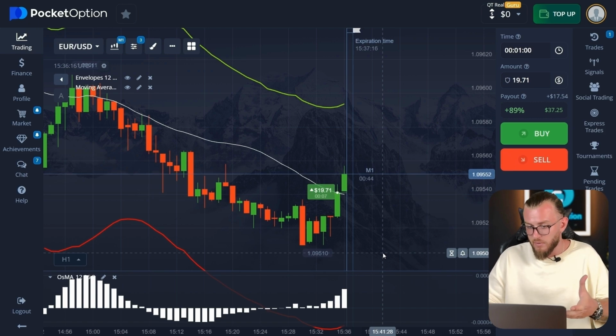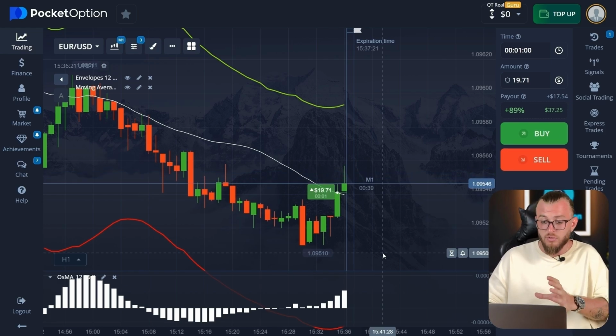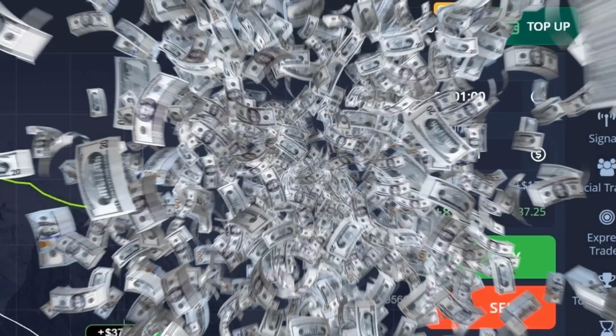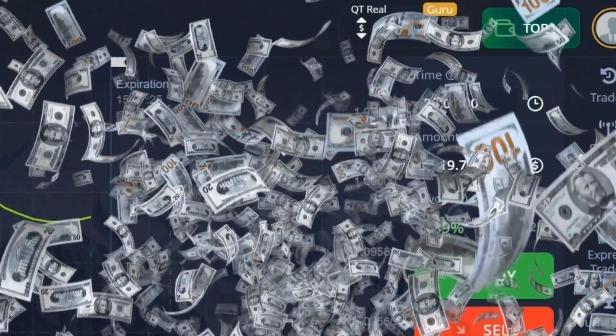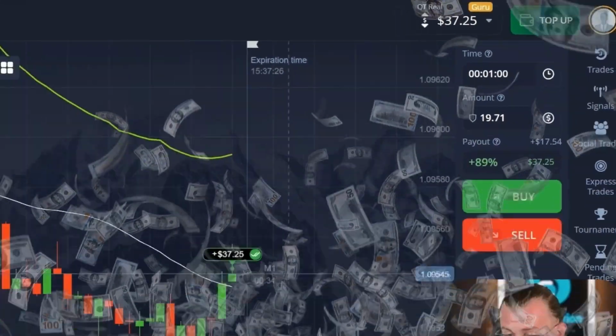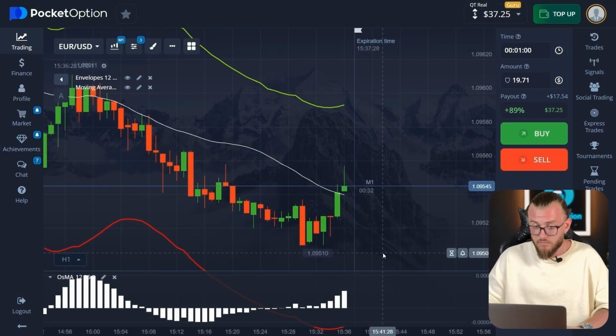A wonderful, good impulse, upwards. Remember everything I am doing now, under what conditions I am entering. This is one of the strongest signals, as everything has completely aligned for us. Great, the first trade is a plus, $37 on the balance.